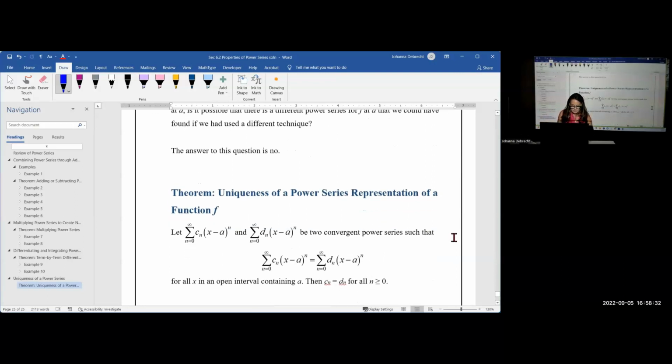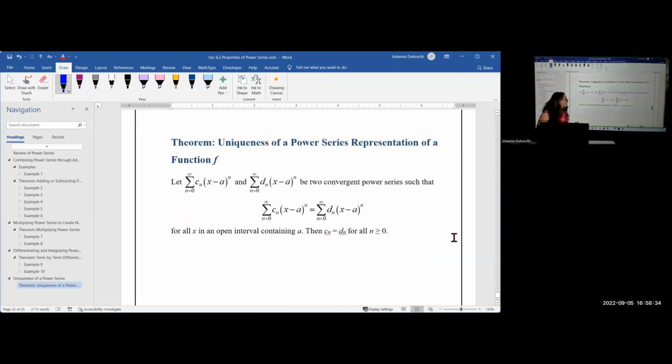In fact, if you have two convergent power series right here, and they're equal to each other, in other words, they represent the same function, then they have to be the same power series. So rearranging things, doing a different technique, does not give you a new power series. There's only one power series representation. All right, the power series representation for a particular function f is in fact unique.